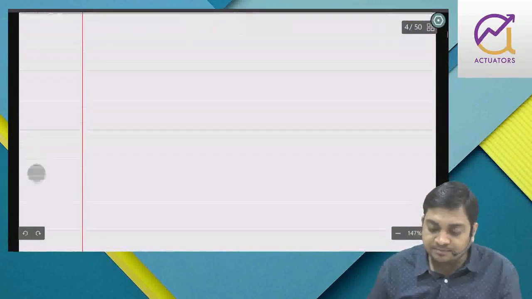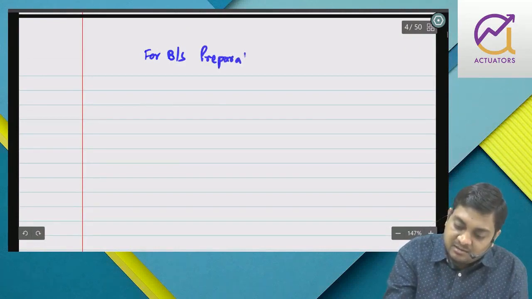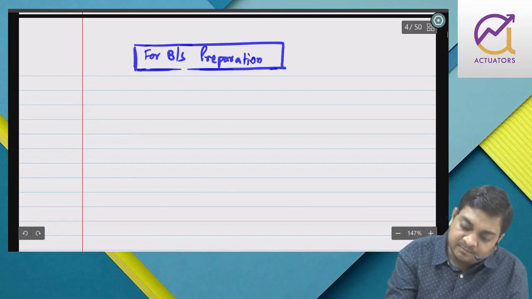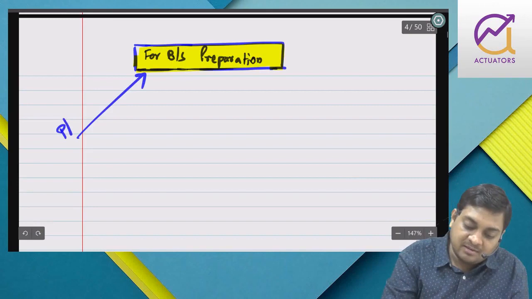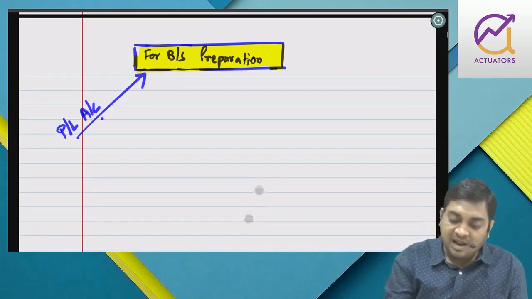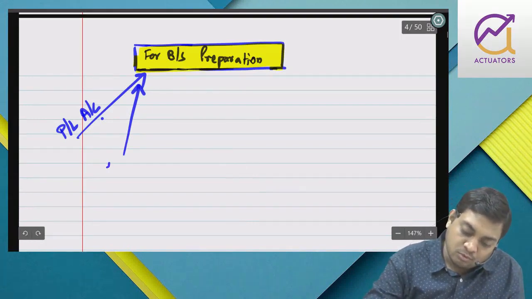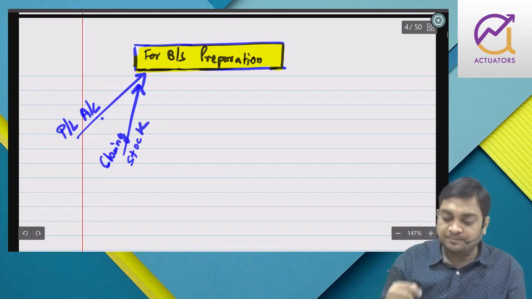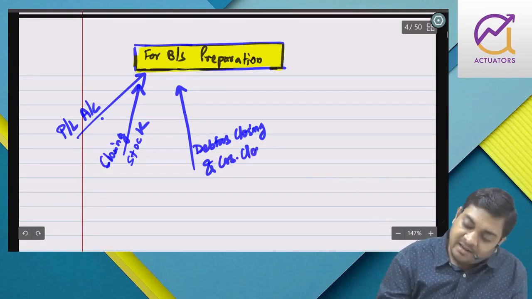So what was my flow chart? For balance sheet preparation, this was my main. I have to prepare balance sheet. First we prepared PL and it served dual purpose. Closing stock calculated, right? Then debtors closing and creditors closing was easy.